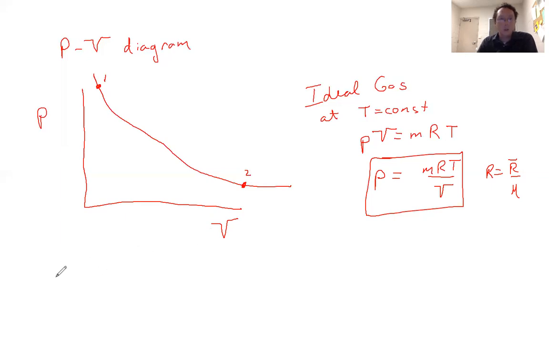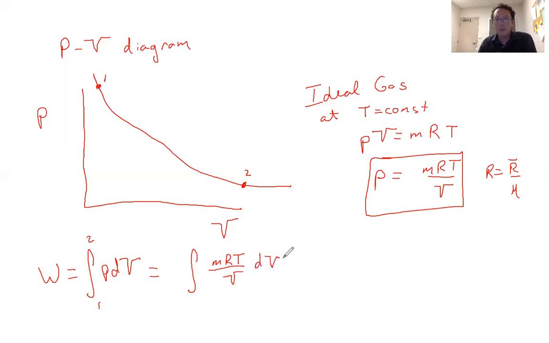we could evaluate the work. The work is the integral of P dV from 1 to 2. That's the integral of mRT over V dV. Those are just constants for this, because remember, we're assuming it's isothermal. And doing that integral, I get mRT times the natural log of the final volume divided by the initial volume.